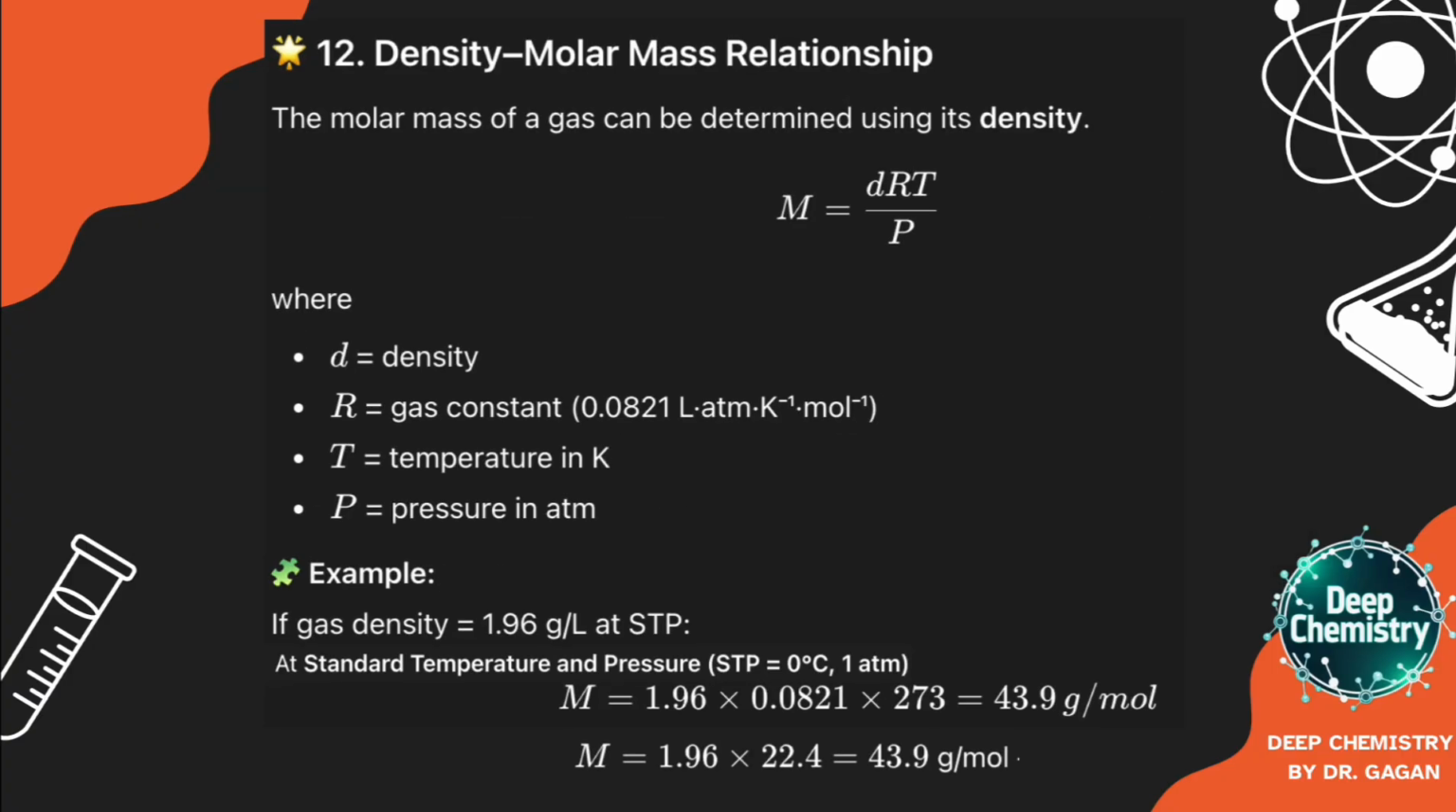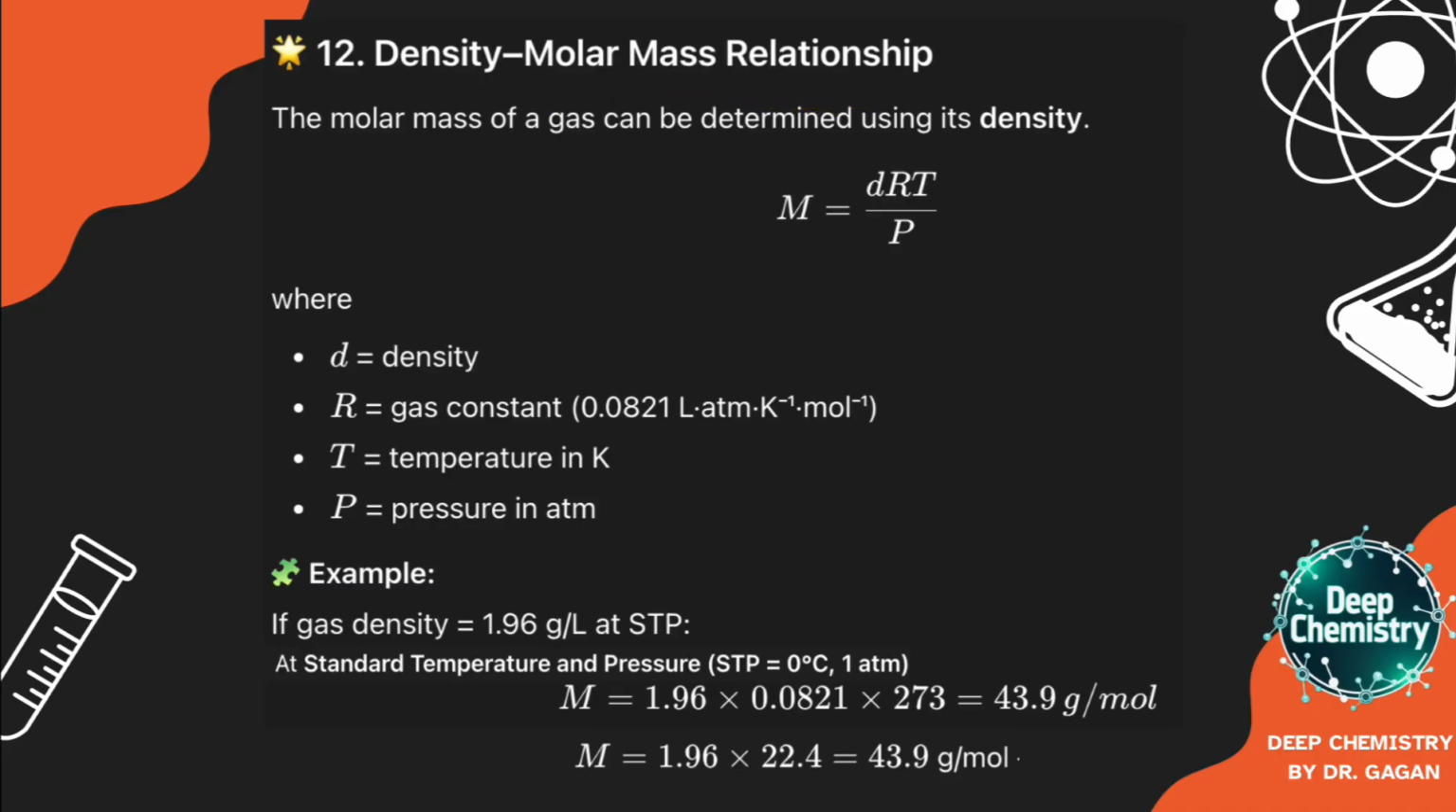Next is density and molar mass. Gas density also relates to moles through this equation, which is M equals dRT upon P. So if a gas has density 1.96 gram per liter at STP, then the molar mass will be equal to 1.96 into 22.4, that is equal to 43.9 gram per mole, which is close to carbon dioxide. This is a handy formula for identifying unknown gases.